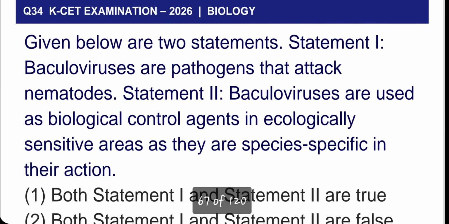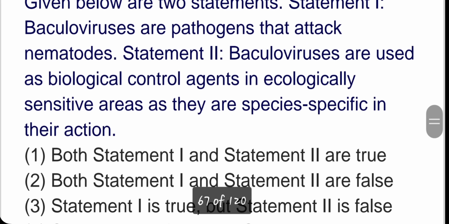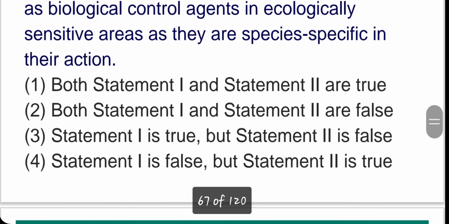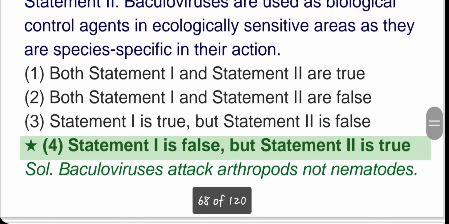Given below are two statements. Statement 1, baculoviruses are pathogens that attack nematodes. Statement 2, baculoviruses are used as biological control agents in ecologically sensitive areas as they are species specific in their action. So these are the two statements. The answer is statement 1 is false, but statement 2 is true. Baculoviruses are used to attack arthropods, not nematodes.